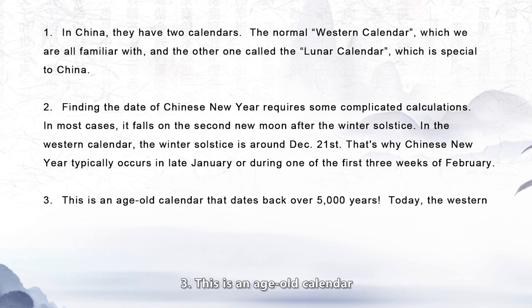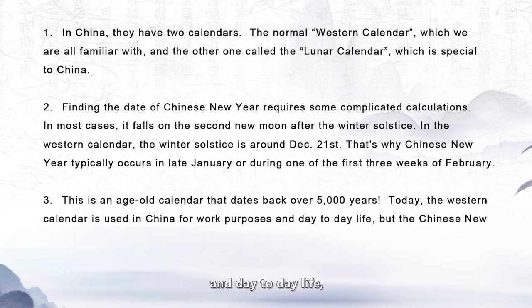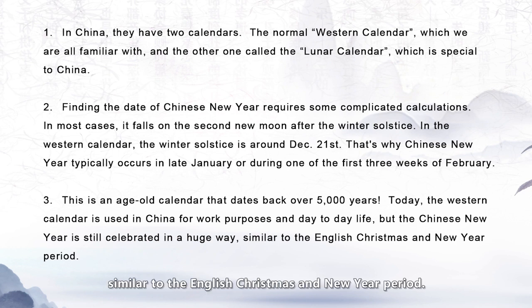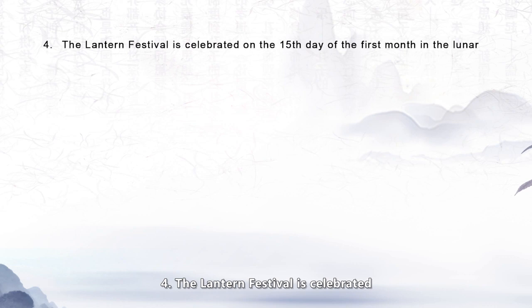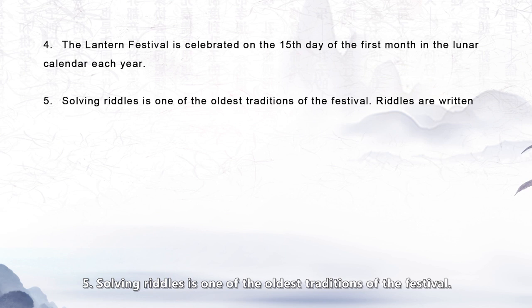Number 3. This is an age-old calendar that dates back over 5,000 years. Today, the Western calendar is used in China for work purposes and day-to-day life, but the Chinese New Year is still celebrated in a huge way, similar to the English Christmas and New Year period. Number 4. The Lantern Festival is celebrated on the 15th day of the first month in the lunar calendar each year.